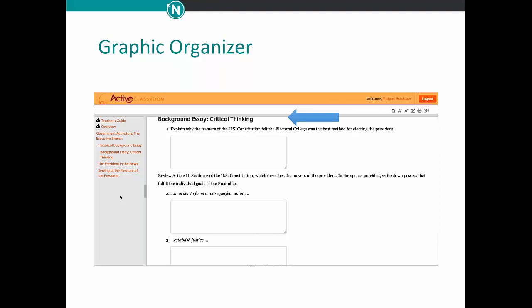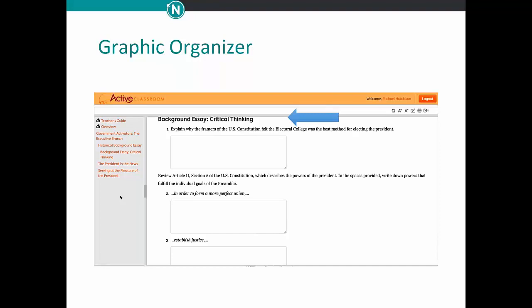To be honest, sometimes even in my AP government classes, I have some problems with this because the kids don't understand, well, I know what it says in the preamble, but what do I want to look at here? And of course, what I always refer them to is Article 2, Section 2 of the U.S. Constitution.